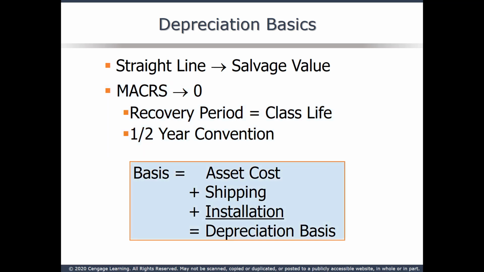Under Modified Accelerated, the depreciation basis includes the cost of the asset plus any shipping cost and any installation expenses, the cost to put the asset in service. Based on new tax laws, firms are able to take the expense of an asset off the first year, which we'll see in our example.